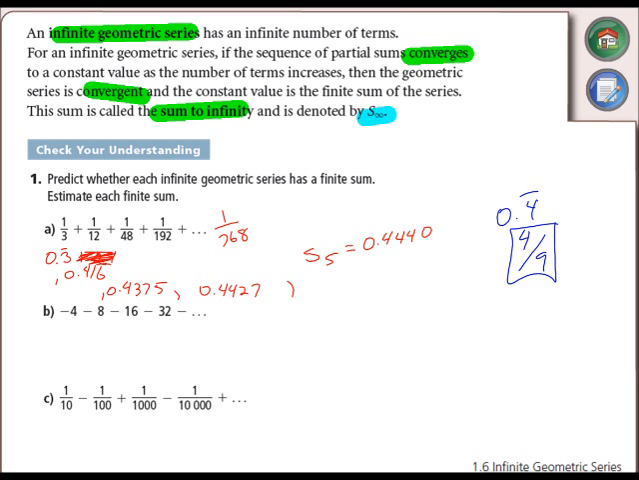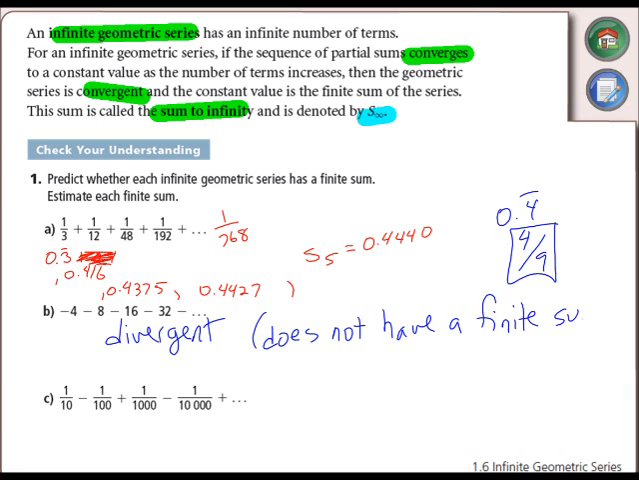Well, how about the next one? -4, -8, -16, -32. If we keep adding those, we're going to get a number, going to get bigger and bigger and bigger. We can't do this. This is divergent. If it's divergent, we can't do it. Can't find that sum. So we say, does not have a finite sum. The number is just going to keep getting further and further away from 0 into the negatives there.